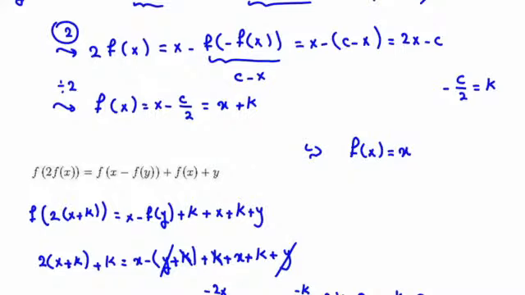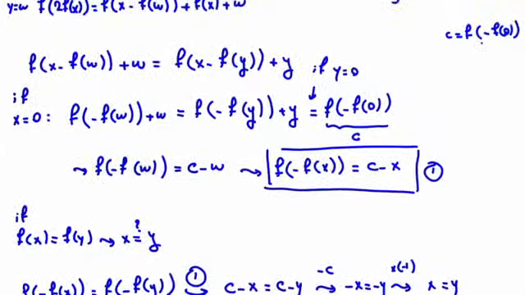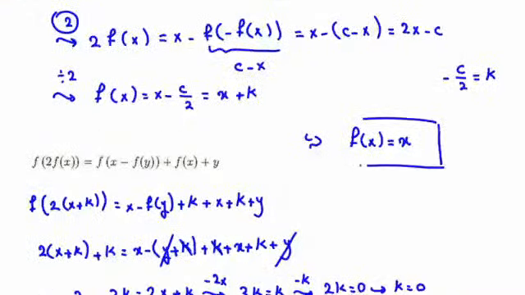So k equals 0, c equals 0, and it satisfies c, because when f of x equals x, it is 0, so c is 0. So we've proved that our only answer for this problem is f of x equals x.